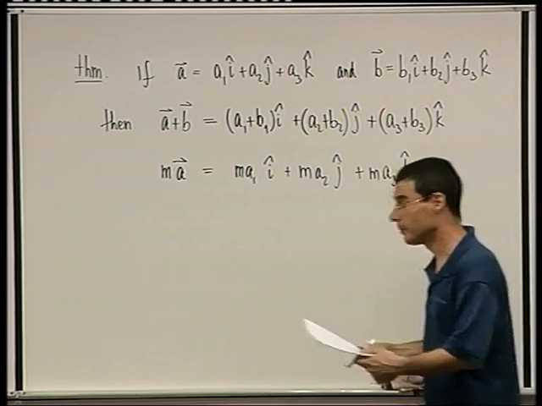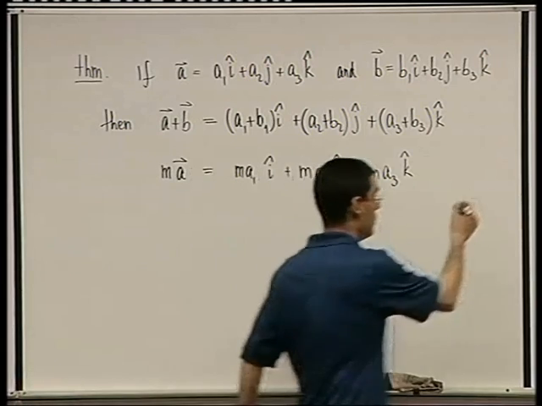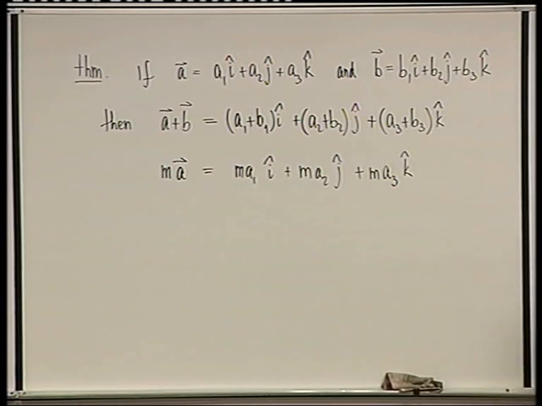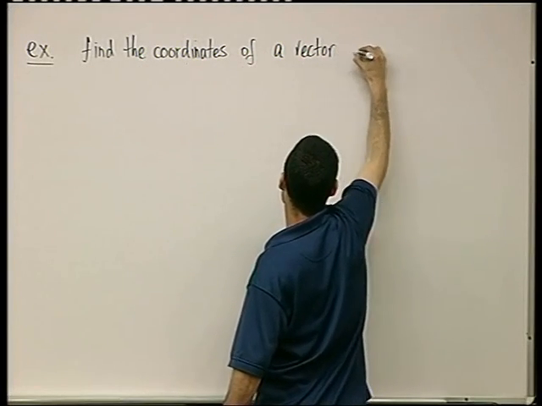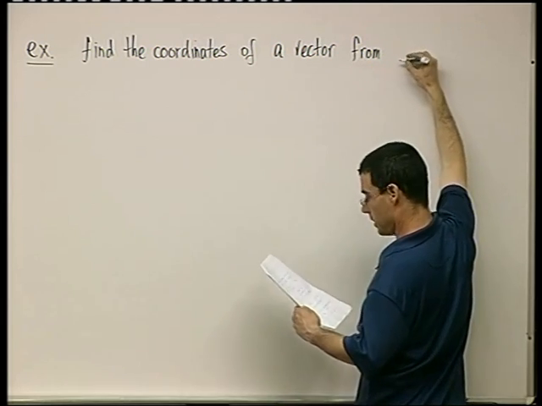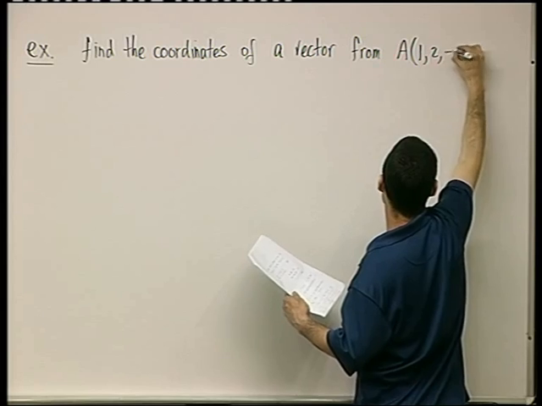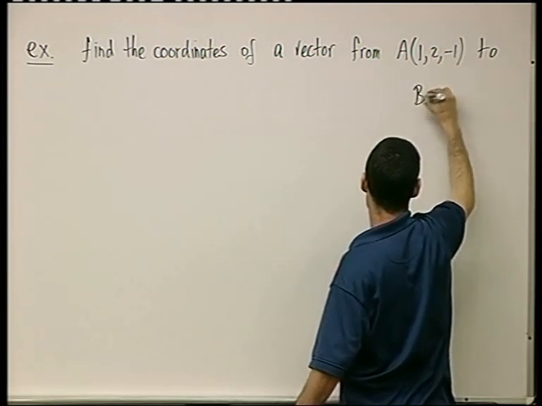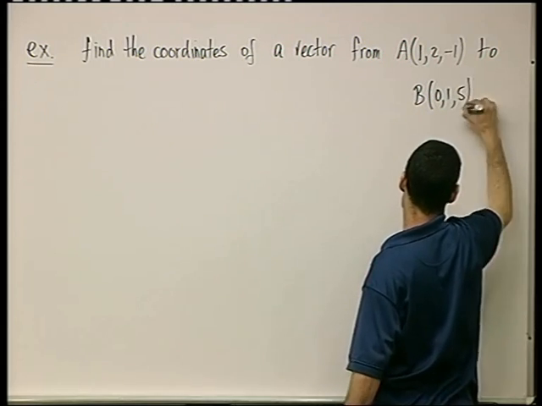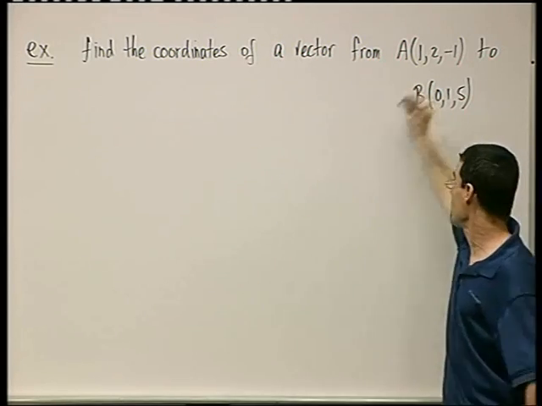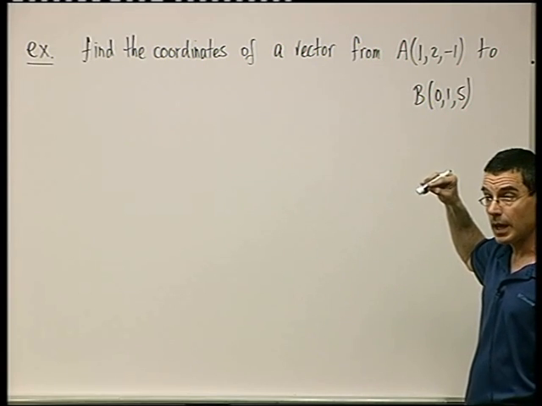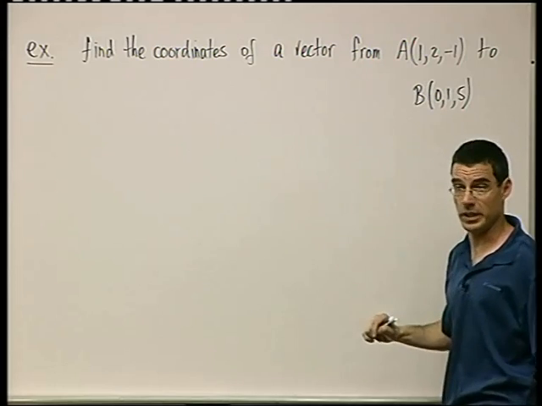Okay, one example, let's start a new board for it. Example: find the coordinates of a vector from the point A, which is going to be the point 1, 2, minus 1, to the point B, which is going to be the point 0, 1, 5. So I'm taking 2 points in 3-dimensional space. I can draw a vector which starts at A and ends in B, right? And now I want to know, what is this vector in terms of coordinates? How do I find its coordinates?